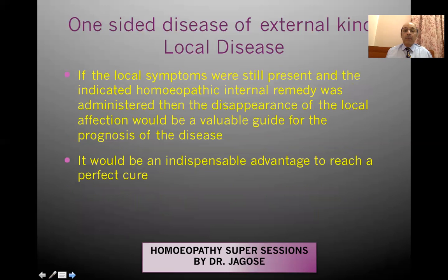If the local symptoms were still present and the indicated homeopathic internal remedy was administered, then the disappearance of the local affection would be a valuable guide for the prognosis of the disease. So Dr. Hahnemann says that if you are giving the indicated homeopathic remedy internally only, without any application of the external medicine or the external remedies, then after you administer the internal medicine, the local disease will gradually start weaning off, or it will get better.